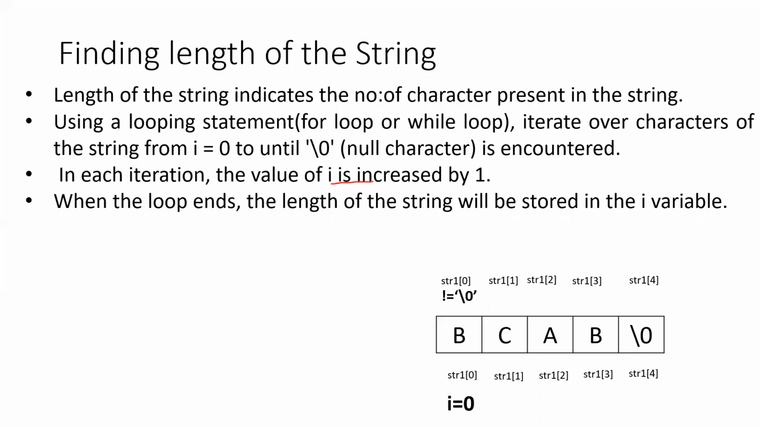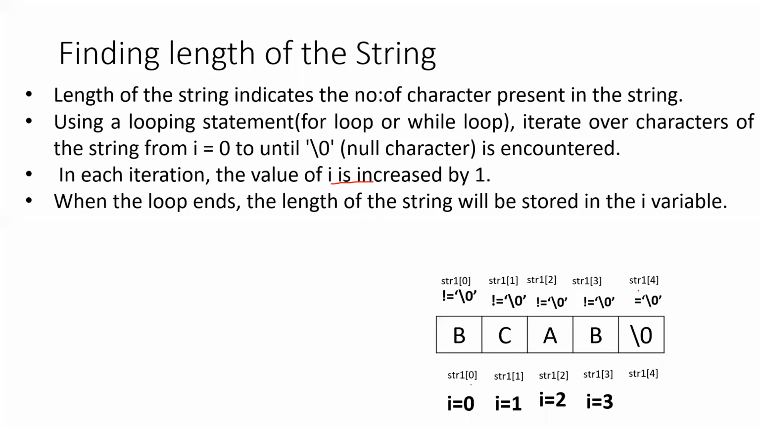So here, initially I value will be 0, str1 of 0. Now what we will be checking: if it is not equal to null, we will increment the I value. It is not equal to null, it is B, right? So we will increment I value. Again, we will check whether it is equal to null. Not equal to null, right? It is C and it is not equal to null, so we'll increment I value. Again, it is A, it is not equal to null, we will increment I value. Again, it is B, it is not equal to null, so we will increment I value.